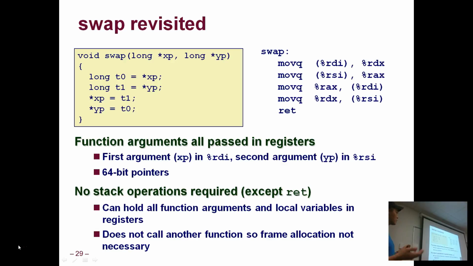Okay, so here is swap revisited. And in this case, you don't see any frame management. You do see parameter passing, though. So in this case, you pass the parameters XP and YP in RDI and RSI. And then the move happens, and then a return. So there are no stack operations here other than the call and the return. Okay, so this is the simplest function invocation, and it doesn't have any of that stuff that I just talked about in terms of frame management.